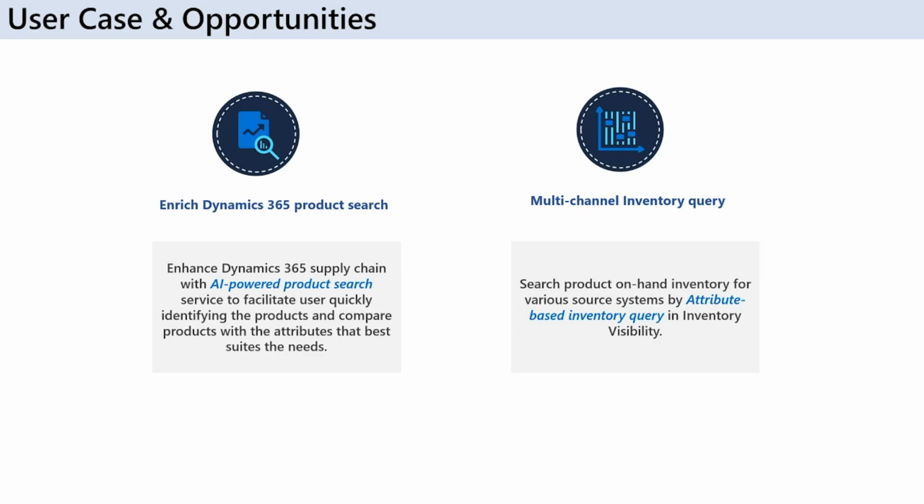The second use case is that by leveraging the product search functionality, users can quickly do inventory queries among multiple data sources, among multiple channels. That's the advantage of IV. That's the reason why, by combining the product search service and inventory visibility, we can achieve these two goals. Okay, in the following slides, I will hand over to Steve. He will introduce the architecture, the configuration and the demo. Okay, Steve, over to you.